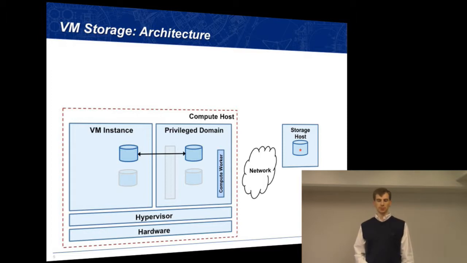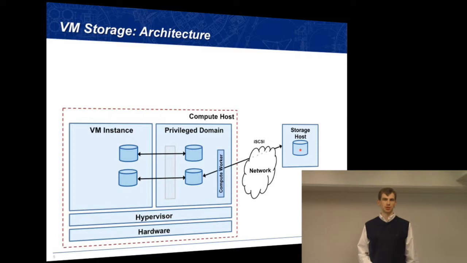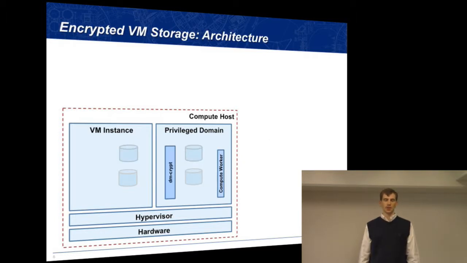If we have a persistent volume, then we're going to have an external storage host. We're going to create an iSCSI connection to that external host from the compute host, and then we're going to make this new volume available to the virtual machine instance.